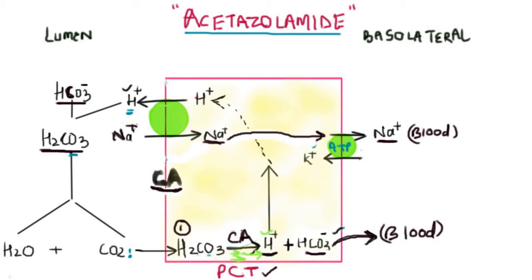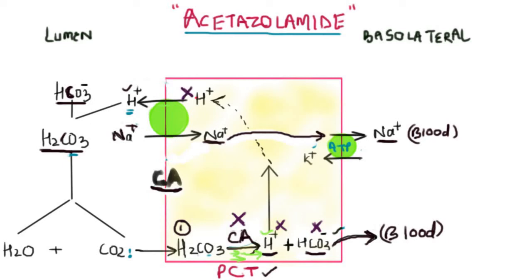Okay, now let's look at the mechanism of action of acetazolamide and how it acts as a diuretic. Now the acetazolamide will block the carbonic anhydrase. As a result of the blockade of the carbonic anhydrase, there will be no production of H positive ions, and since H positive ion is not produced and neither are the bicarbonate ions, this H positive will not move towards this pump.